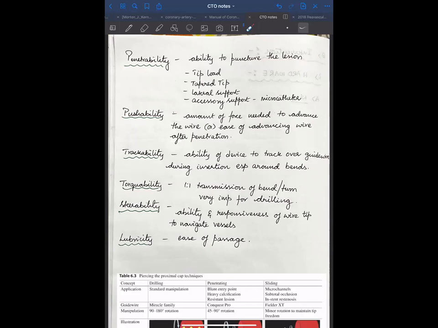Trackability is the ability of the device to track over a guide wire. It can also be used for a guide wire itself to track through a channel, or, if the guide wire is in place, for a device, as we will see with the microcatheters, the device's ability to track over the guide wire is trackability. Torqueability is 1:1 transmission of the turning and bending of it, which is very important for the drilling technique, as we will see in the picture below. Steerability is the ability and responsiveness of the wire tip to navigate the vessels as we turn. Lubricity, as one can understand from its term, is ease of passage.